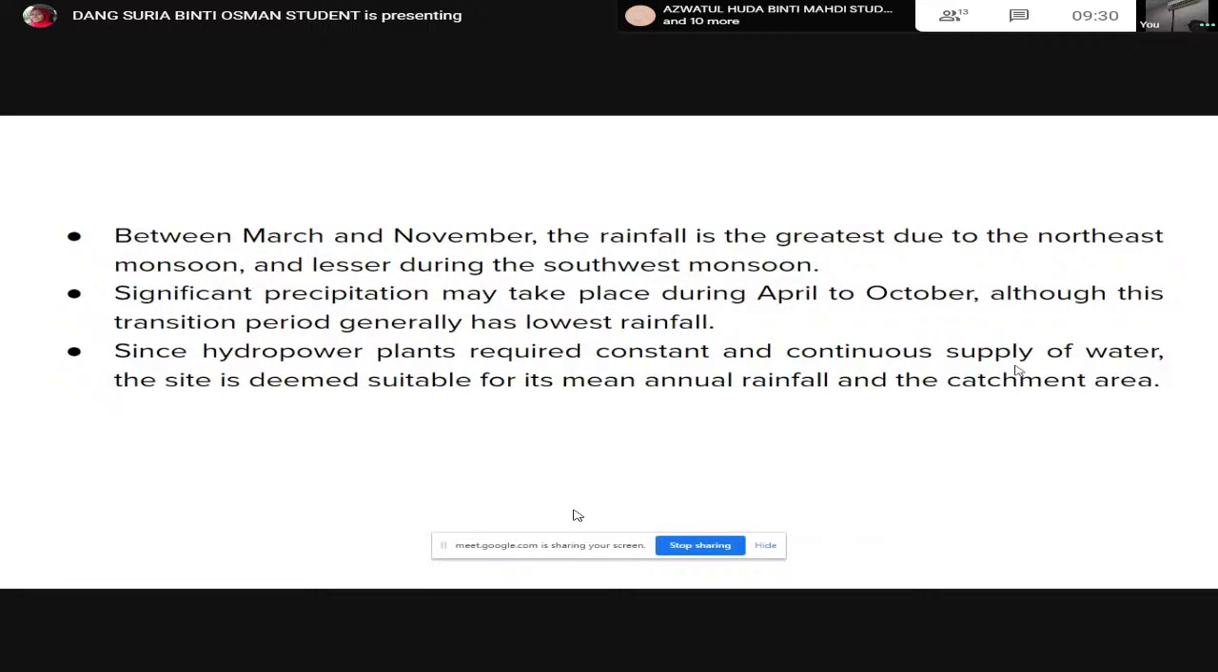Between March and November, the rainfall is the greatest because of the monsoon. During April to October, the rainfall is lesser, but significant precipitation also took place during this time. So from here, we deduced that this is a suitable site because a hydropower plant requires a continuous supply of water. This place receives a lot of rainfall, so it is going to have a big catchment area. So we think this is a suitable site.